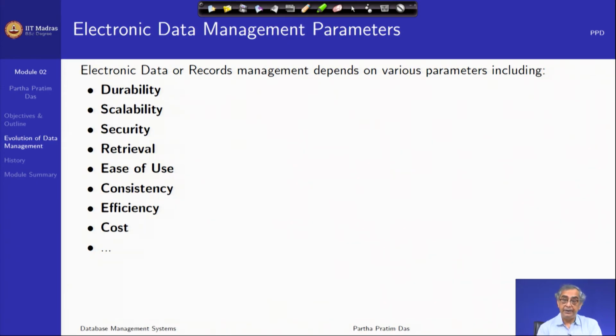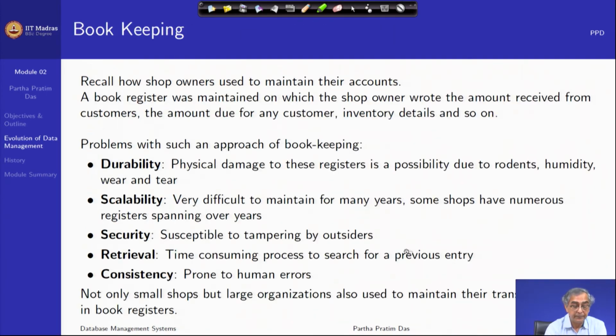Efficiency has to be high, not only time efficiency, that is the speed of retrieval, but efficiency in terms of amount of storage requirement, maintenance requirement, and efficiency and productivity of the staff and programmers involved, because all of these lead to cost considerations. Right? This is not a complete list, but these are some of the key parameters on which data and record management need to be looked at.